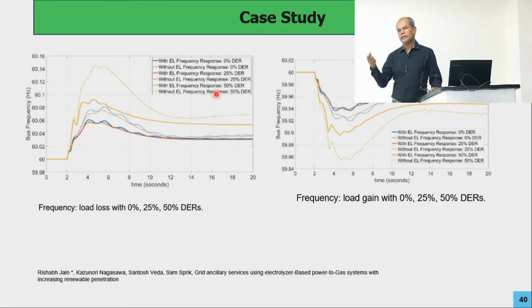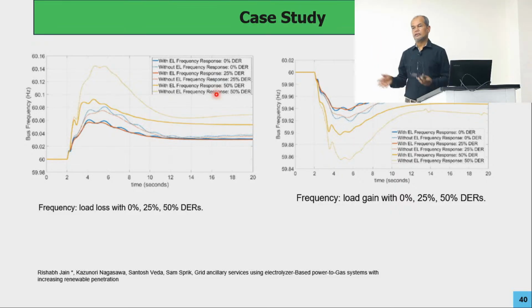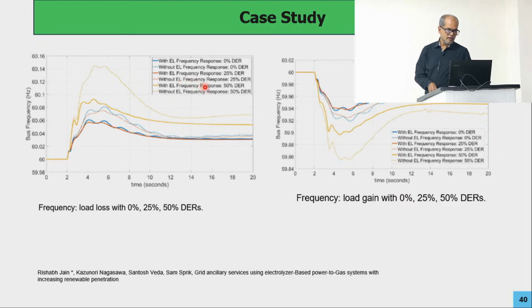So here they do have that frequency response service, and then they consider different levels of DR, like 0%, 25%, and also 50%, in both cases, with and without electrolyzer. For example, if you have 50% DR with and without electrolyzer, what frequency reduction can it make? Same for 25%, what sort of frequency regulation can you provide?